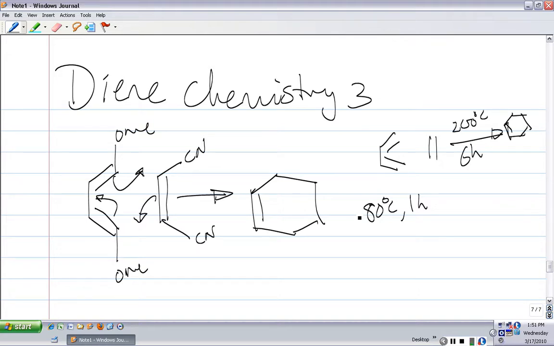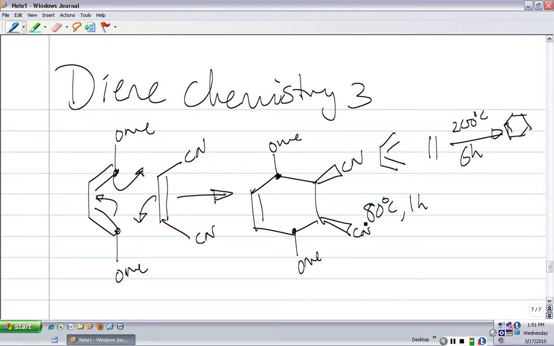And what will I get? Well, I'm going to have a methoxy group here, a methoxy group here, because again, this carbon and that carbon are these 2 carbons. And since the cyano groups were cis in the starting material, I'll end up with the cyano groups here and here. Okay?